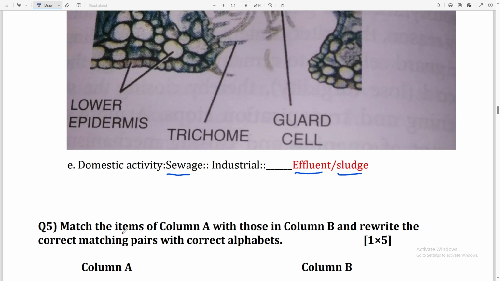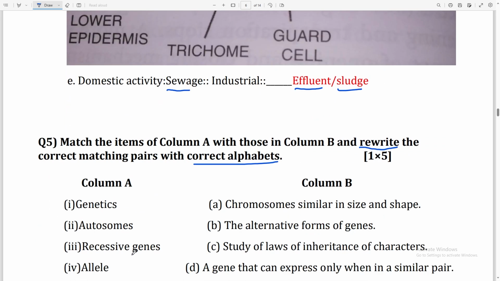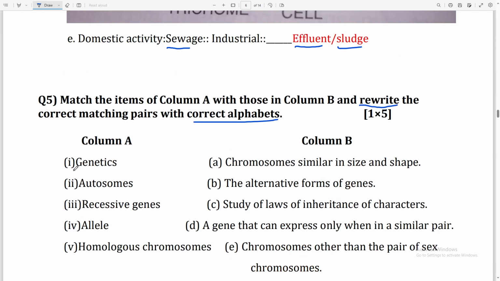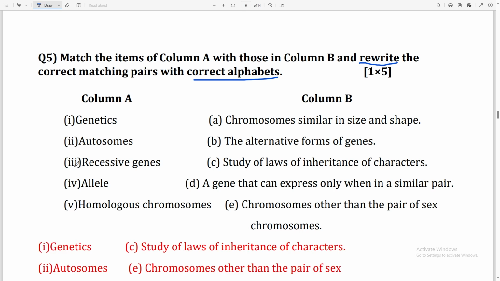Question number 5. Match the items of column A with those in column B and rewrite the correct matching pairs with correct alphabets. Both the terms are very important. Look at the question. Bit 1, genetics. Which is the correct answer? You have to write the alphabet also. The correct alphabet is C, and the correct answer is study of laws of inheritance of characters.